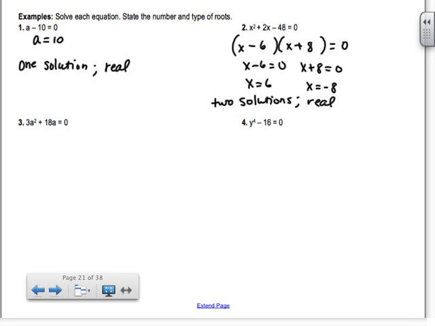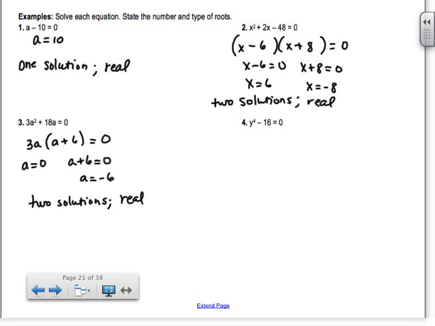Okay, number 3, so I have 3a squared plus 18a. So if I was going to solve this, you just pull out a common factor. So they both have 3 in common, and they have an a in common. So when you do that, you have a plus 6 left. So you get a equals 0, right, because 3a was equal to 0. And you have a plus 6 equals 0, so a equals negative 6. So on this one, we have two solutions. And they're both real.